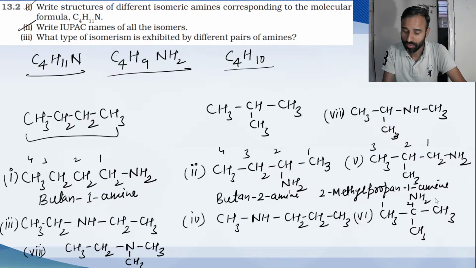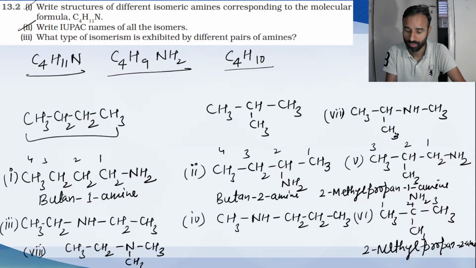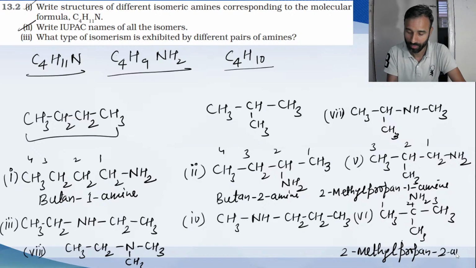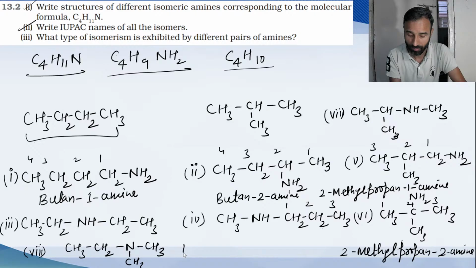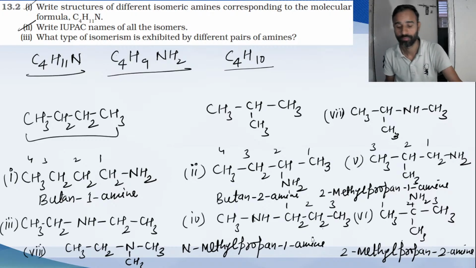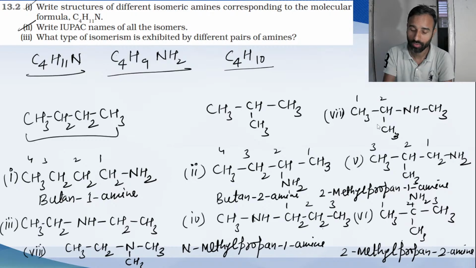What about this? 1, 2, 3. It is 2-methylpropane-2-amine. What about this? Parent is this one with more number of carbons. So it is N-methylpropane-1-amine. This one, 1, 2, 3.